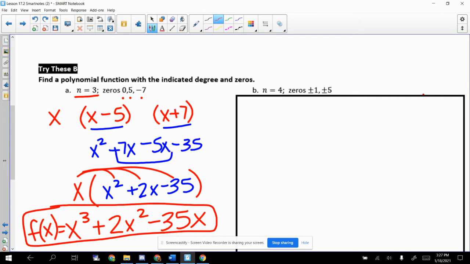Okay. So I want you guys to go ahead and try this next one. So you're going to pause the video. So part B says n equals 4. So your final answer should look like a 4th degree. And then the zeros are +1, -1, +5, -5. Okay, so try that out.